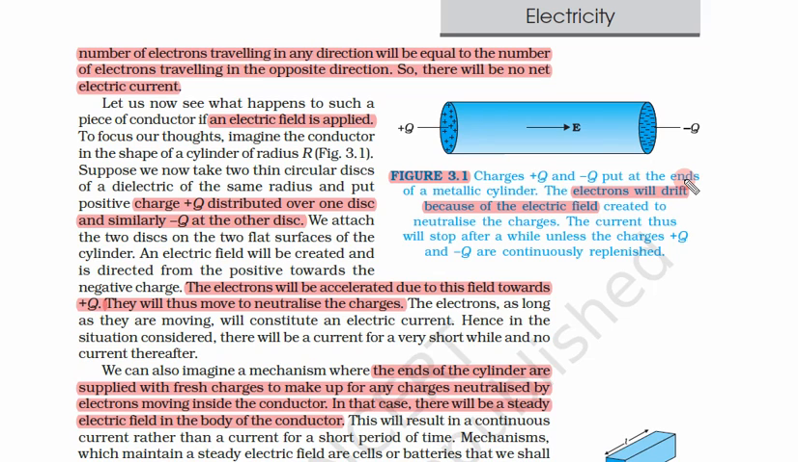So let's see how the current flows inside a conductor. Okay, so this is a piece of wire. Let us take this is a copper wire with cross sectional area A. It has a cross section A and length L.